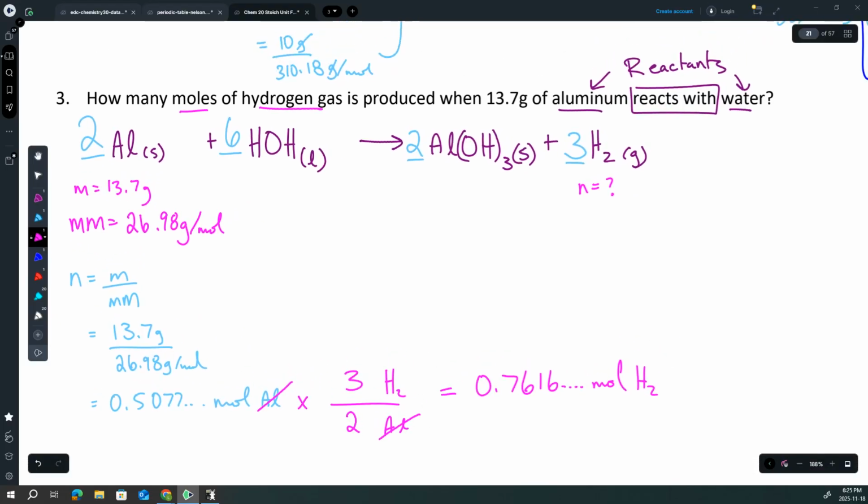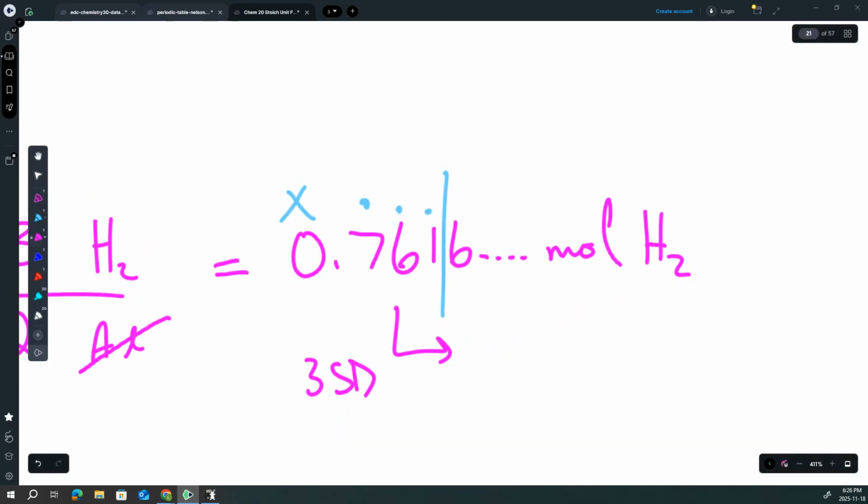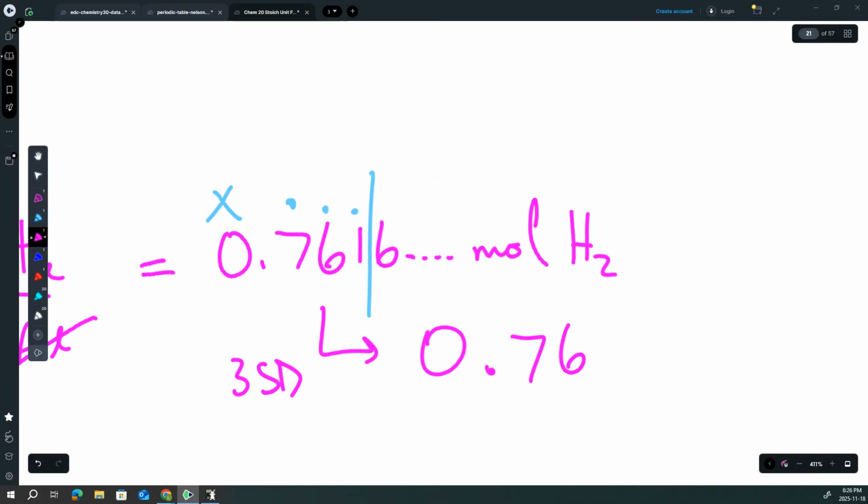All right, sig digs. We got 3 sig digs, so our answer needs to be put in 3 sig digs. So I'm going to count from the far left. The first 0, because it is a leading 0, does not count for sig digs. So 1, 2, 3. There's my cutoff line. So my final answer is going to be 0.762 moles of hydrogen.